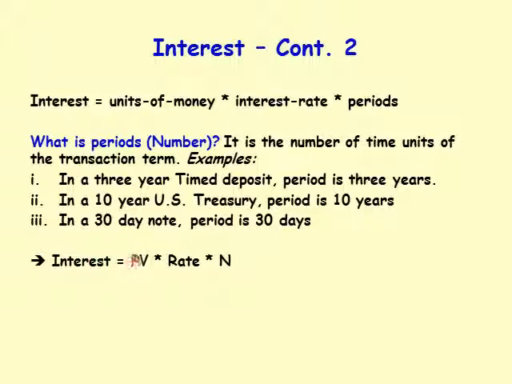Units of money is called principal or principal value, interest is called rate, and the period is called N. So simple interest is principal value times rate times N, sometimes written as PV times rate times N. That's how we compute simple interest. Rate is stated as percent per term, and N is the number of terms.